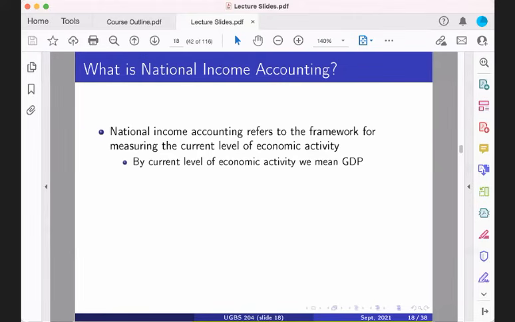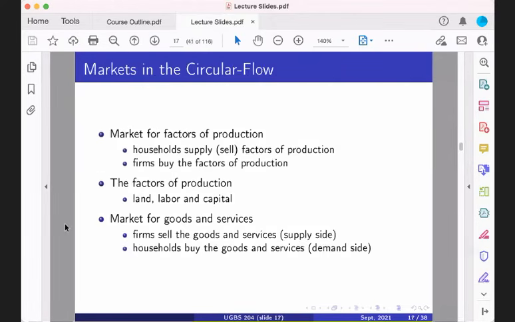Lowell Achampon, you can unmute and ask your question. Hello, sir. Yes, sir. If I understand you well, it means when it comes to the market for production, the household is the one who supplies and the firms demand. Exactly. And when it gets to the market for goods and services, firms supply, whilst households demand. Exactly. Okay, thank you.